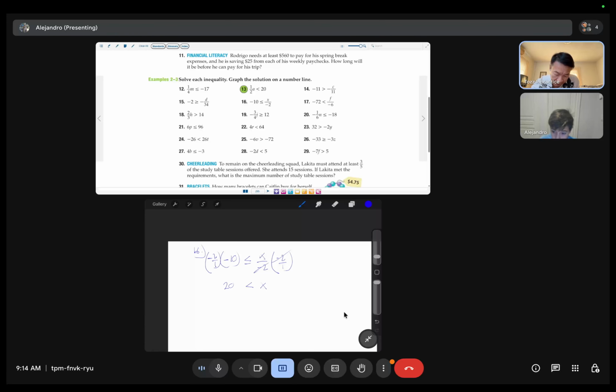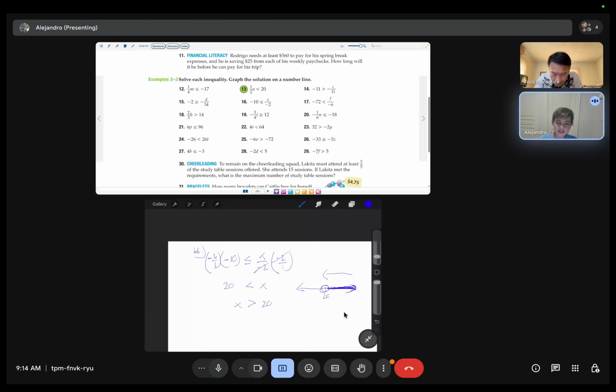And then I recommend you flip it so that you can graph it. Imagine you flip it, you can graph it neatly. So you flip it. The x is now on the left side. You can graph it exactly the way the inequality arrow is pointing. So it'll be 20 right here, open dot, and shade it over like that.